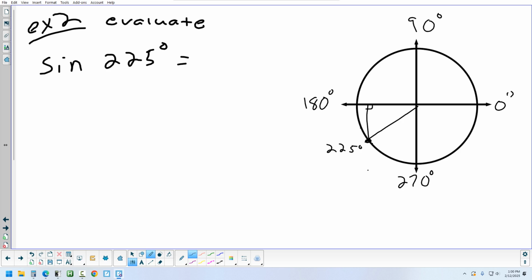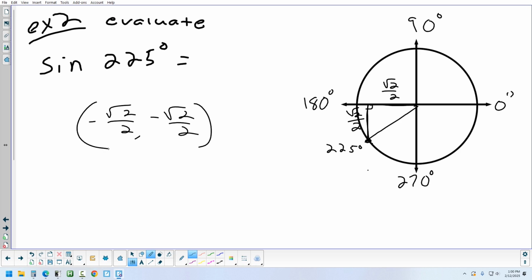It's 45, 45, so each side is what? Square root 2 over 2. Aren't they both negatives? When we write the coordinate, yeah, we have to take into account we went left and down. Here, I'm just labeling how long this side is and how long that side is. We're going to put a negative with it to indicate the direction. So negative root 2 over 2, negative root 2 over 2, and they want the sine.